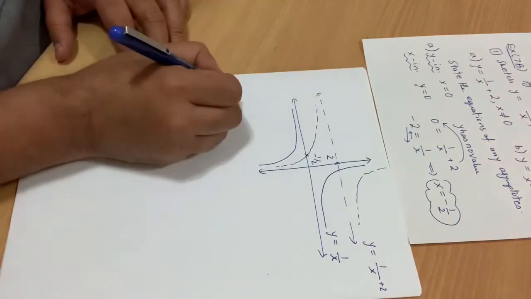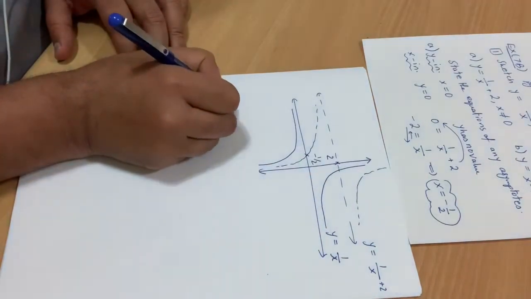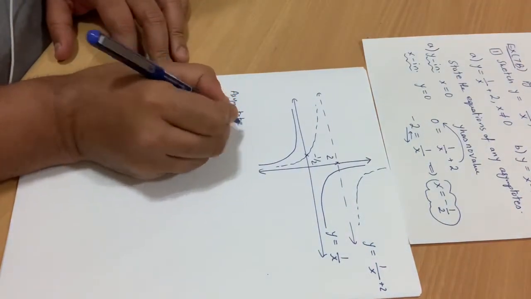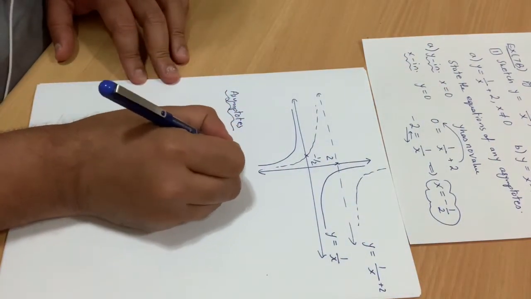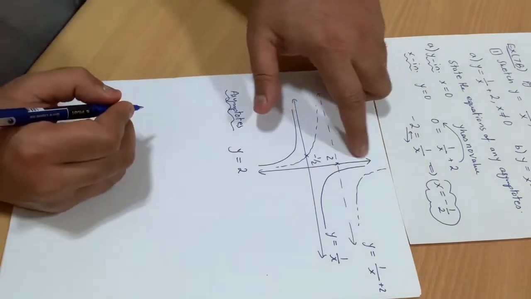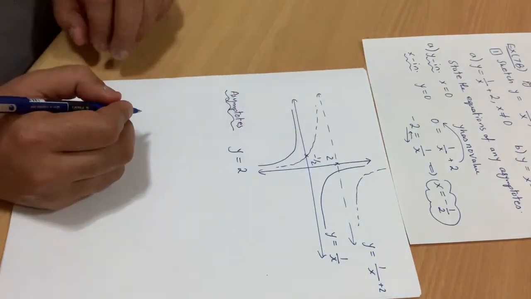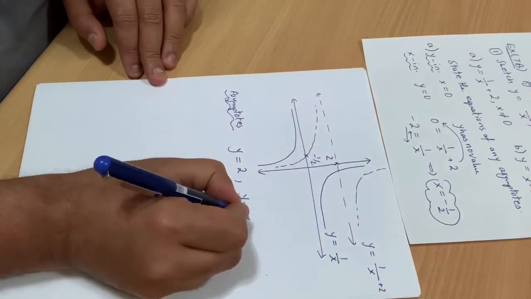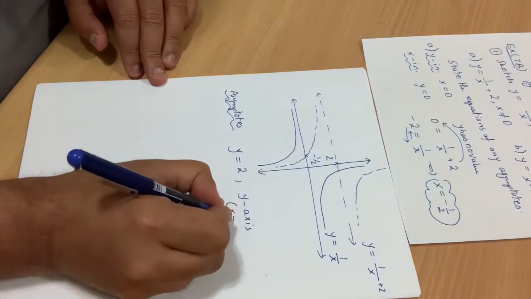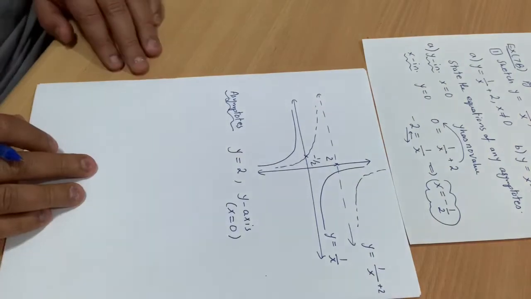So we have two asymptotes. The asymptotes are y equals 2, and the y-axis itself is still the second asymptote, the y-axis, or you can write x equals 0. So we have two asymptotes now.